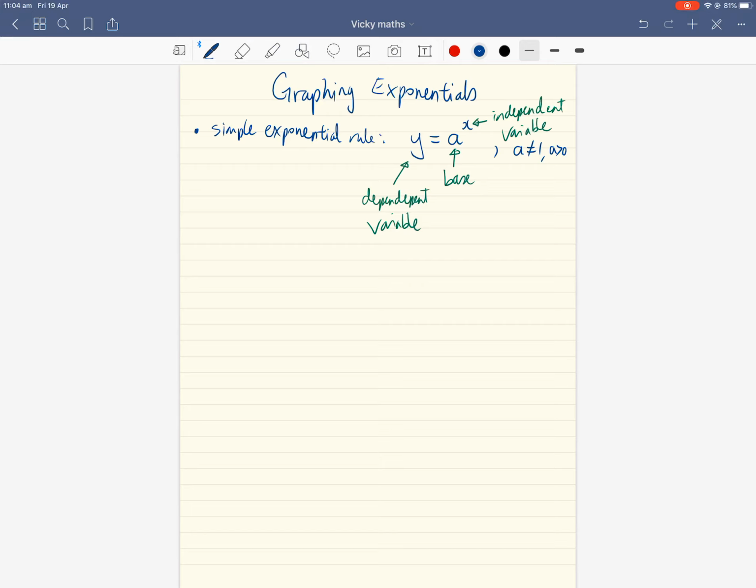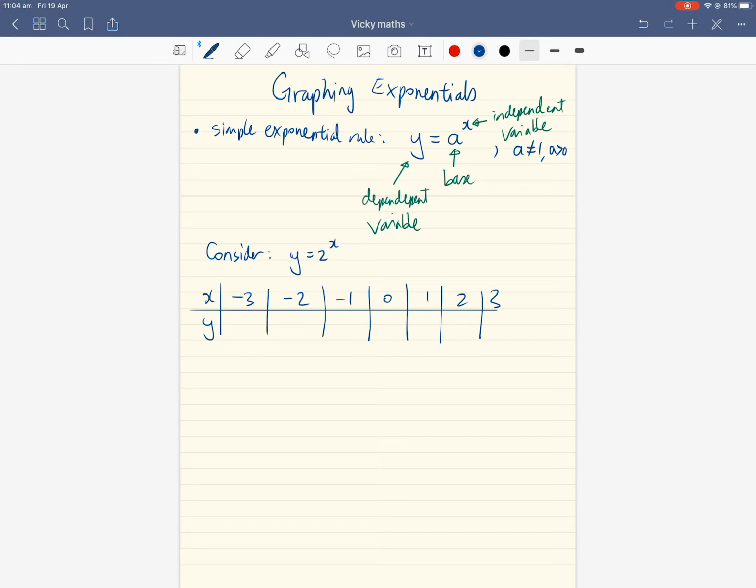Now, what does one of these simple exponential rules look like? Well, let's consider a basic one. Let's consider y equals 2 to the x. So my base is 2, and we're interested in seeing, well, what does one of these look like if we graph it? Well, let's get some points and then plot it and see how we go. So x, y, -3, -2, -1, 0, 1, 2. That should be enough points to give us a good look.